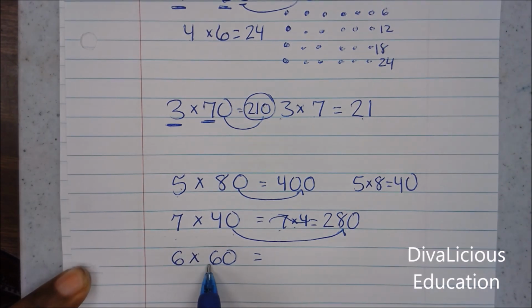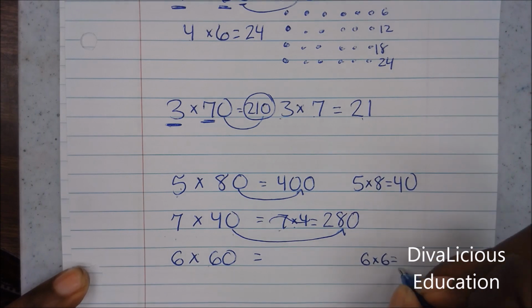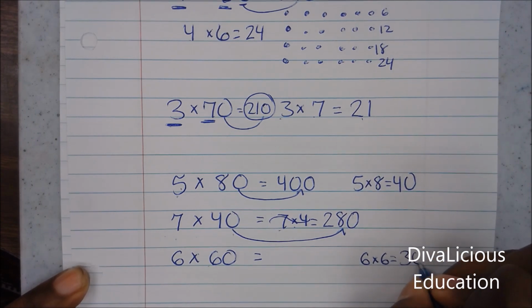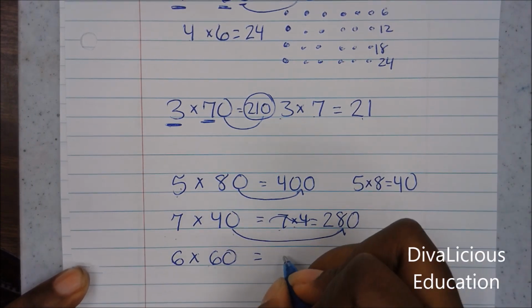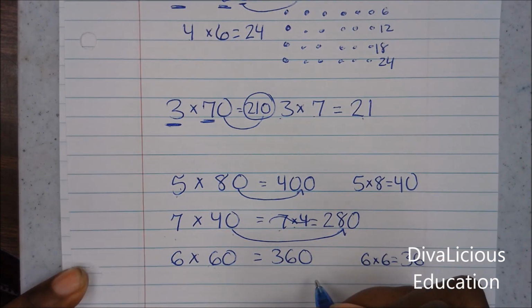And the last one I have is 6 times 60. Well, I know that 6 times 6 equals 36. So 6 times 60 equals 360.